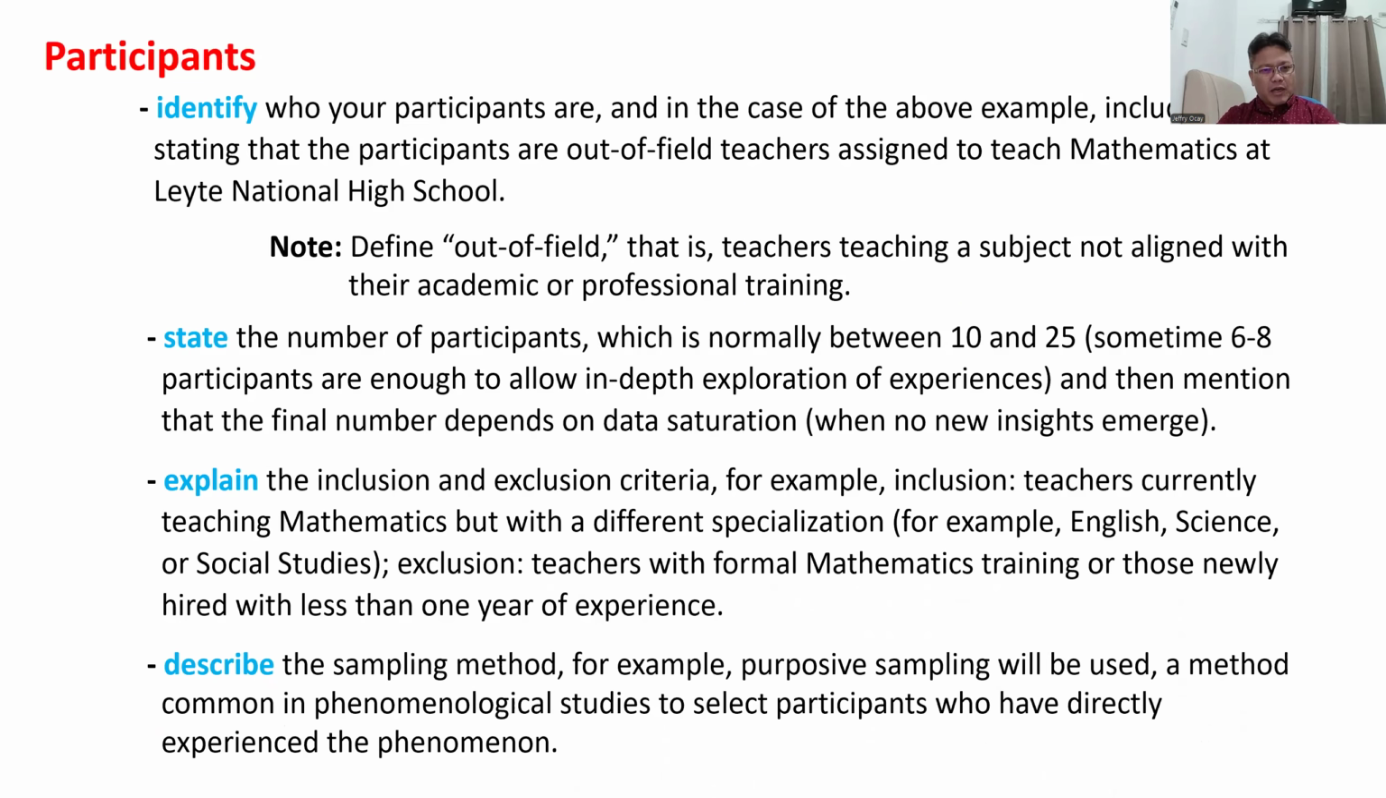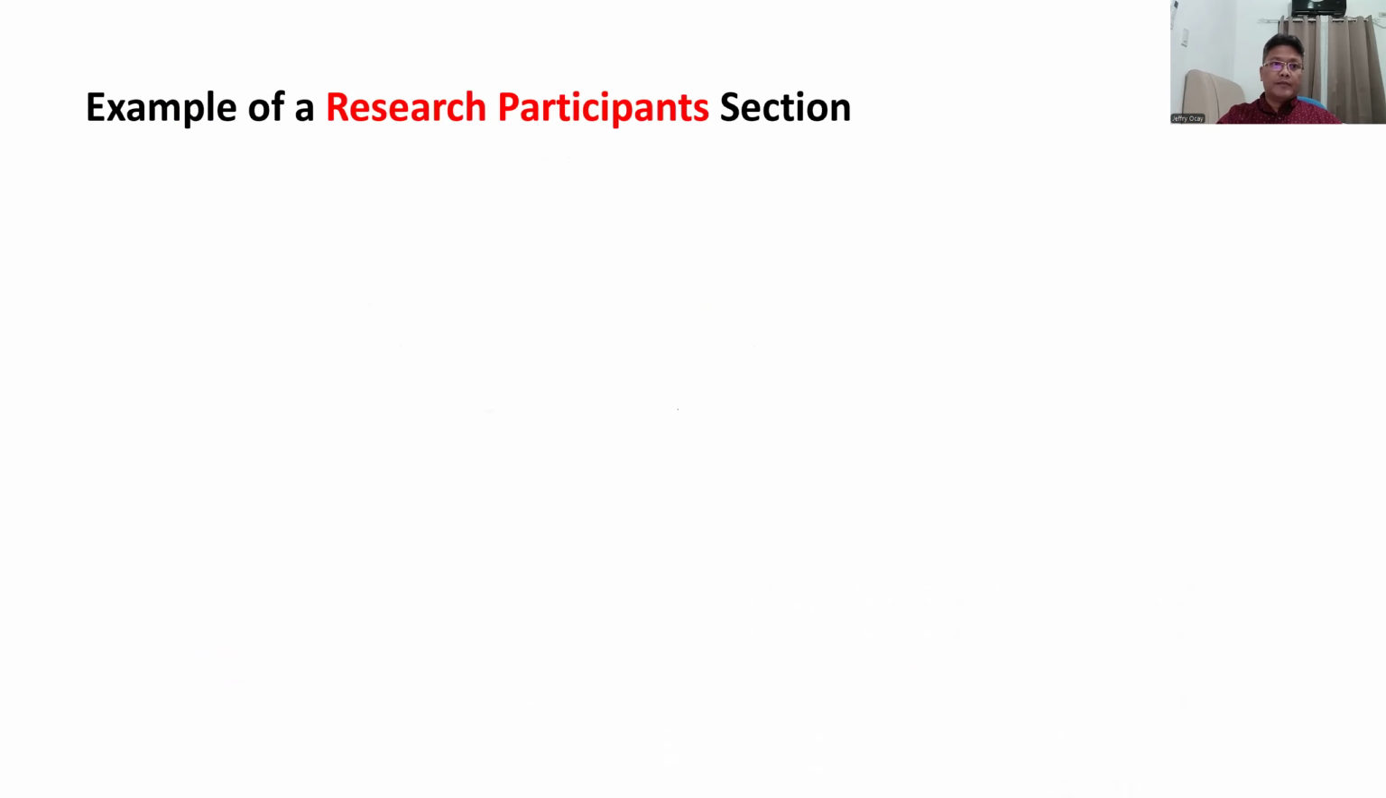And then describe the sampling method. For example, purposive sampling will be used. It's a very common method in phenomenological research design, a method common in phenomenological studies to select participants who have directly experienced the phenomenon. But after using purposive sampling, of course, you can combine that with convenience sampling or snowball sampling, depending on the situation. And this is an example of a research participant section.